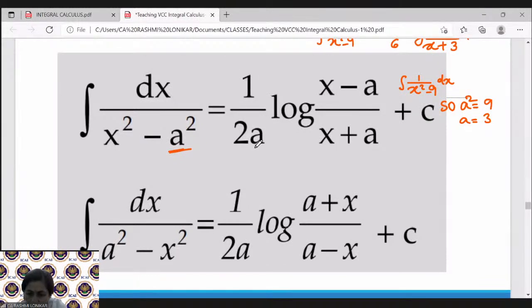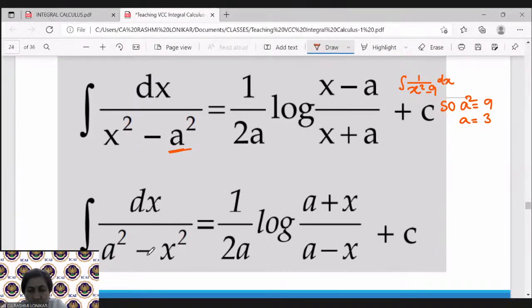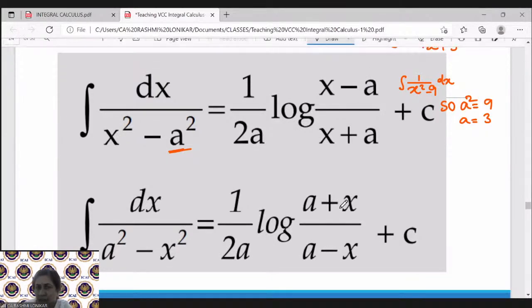And 1 upon a is as it is, log of x minus a. So when I have this minus in the denominator, it is coming minus in the numerator here. Here it is a square minus x square, and here it is coming plus. Though you can do that, you can take the minus sign. So that should not be a problem. But if this is the case, you have it like this.